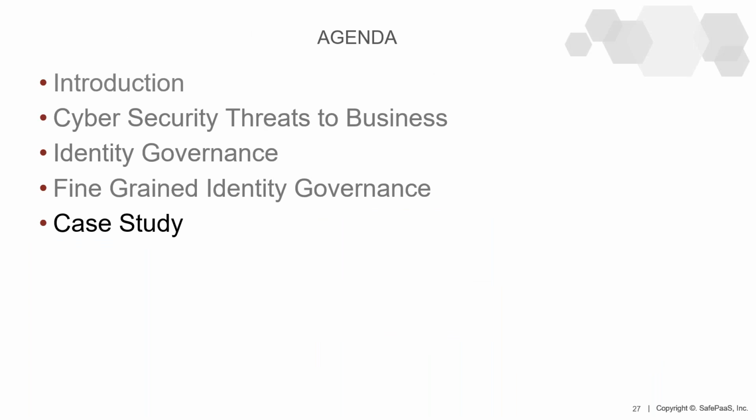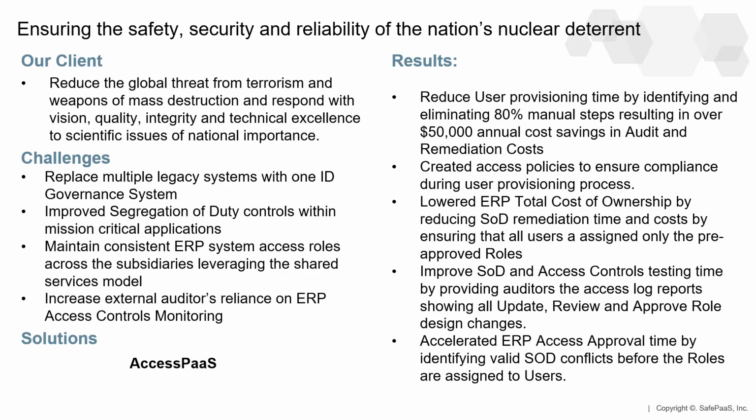So now let's talk about the last few minutes we have. Let's talk about that case study and see how our customers are using identity governance that SafePaaS has put together to get that fine-grained level of security, right? So one of our clients is a government agency. I picked this because their threshold for risk is very, very low as compared to any business, right?